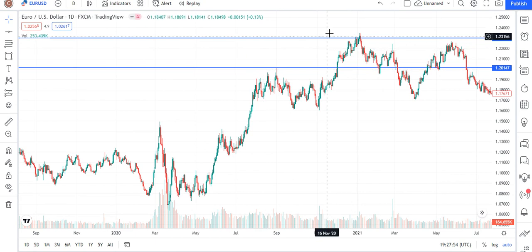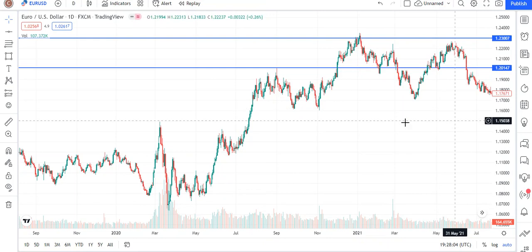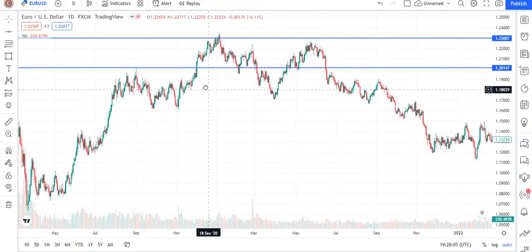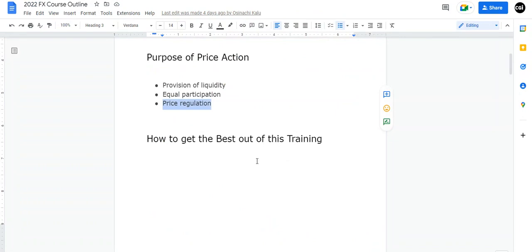That's why there has to be entities to make price go slowly up, down, up, down. When it goes up, it will still come down a little bit. You understand? So price regulation. That's basically it. So yeah, I think we've completed this part.